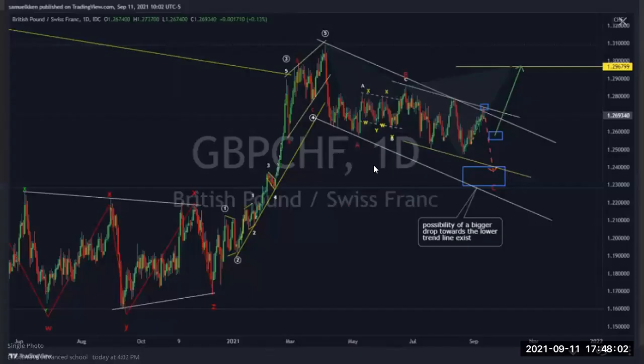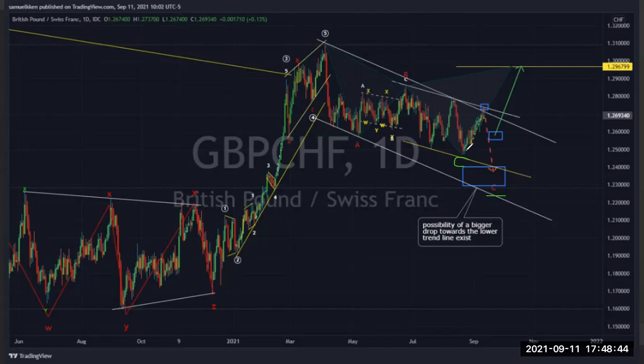Pound CHF. Pound CHF, we have the same scenario like pound USD. This is A, B, C, and this C, you can see where I labeled C. To me, this C is an incomplete sequence, but sometimes that's what we call truncated. The full length of C is supposed to be here, but it turned back here and was going up in a strong manner.